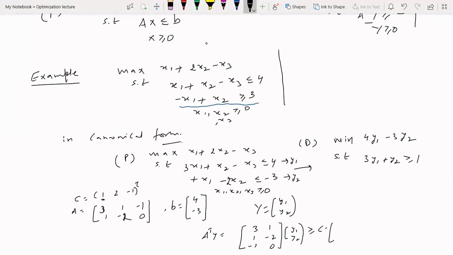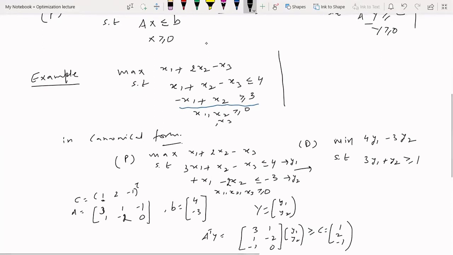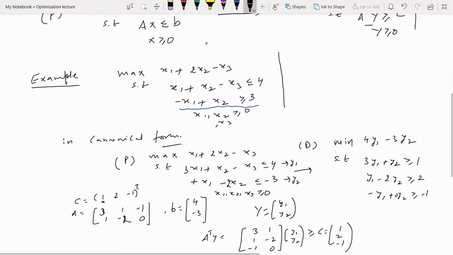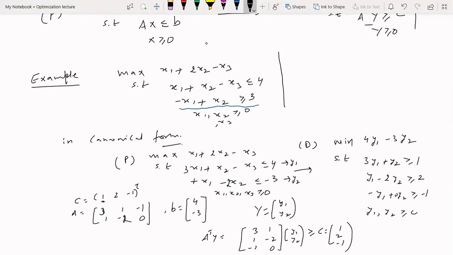C is nothing but 1, 2, minus 1. So simply I am just multiplying it and equating it component-wise. What is my second constraint? It is y1 minus 2y2 greater than or equal to 2. Then minus y1 plus 0y2 greater than or equal to minus 1. Then y1, y2 are greater than or equal to 0.